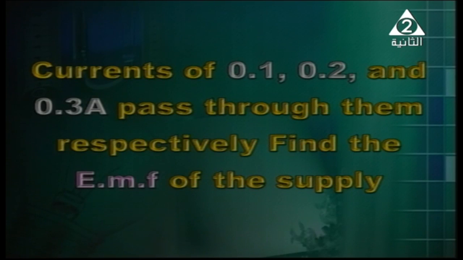Currents of 0.1, 0.2, and 0.3 pass through them, respectively. Find EMF of the supply. Okay, so we know the values of the resistances and the current passing through them, but we don't know how they are connected together. So the first thing to do here is to calculate the potential difference. And what is the point of this? Resistances which have the same voltage must be connected in parallel.